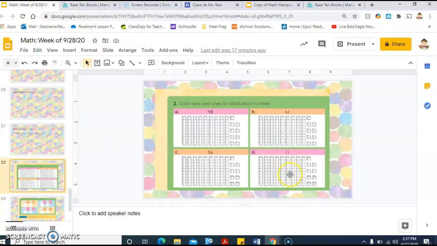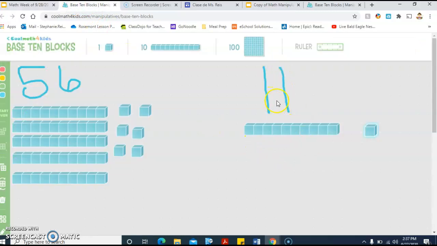Now letter D, 11. Remember, 11 is a teen number. All teen numbers have a 1 in the tens position. So I wrote the number 11, and I know I have a 1 in the tens position. So that means I have 1 rod, and I have a 1 in the ones position. So I'm going to put down 1 unit. So that's what the answer should look like for 11.